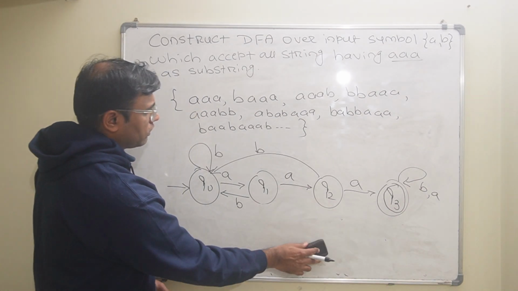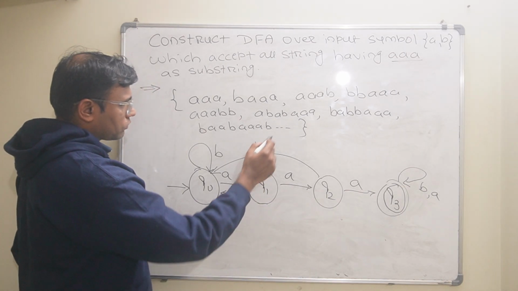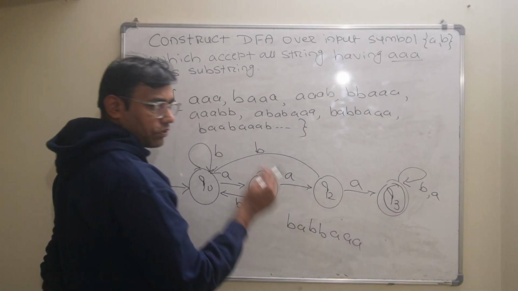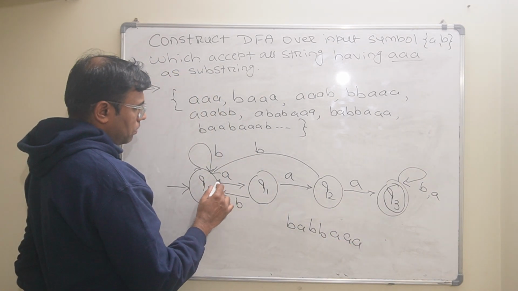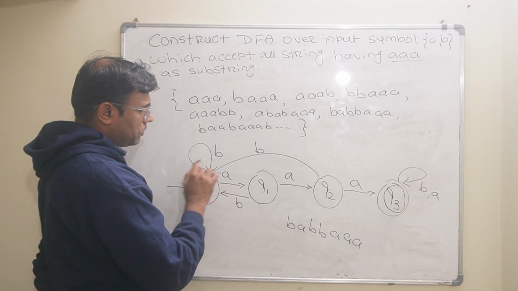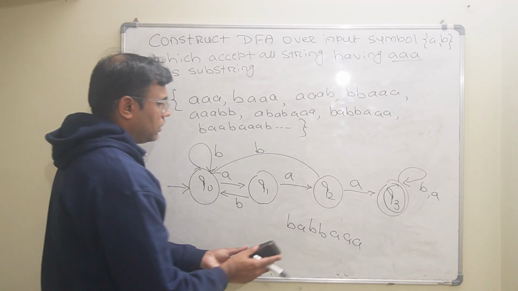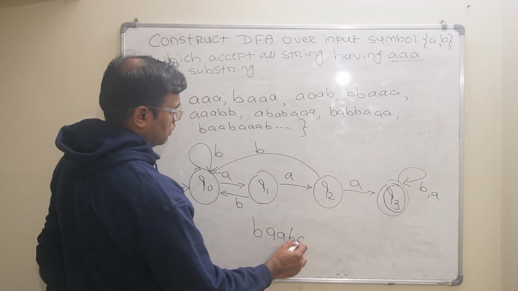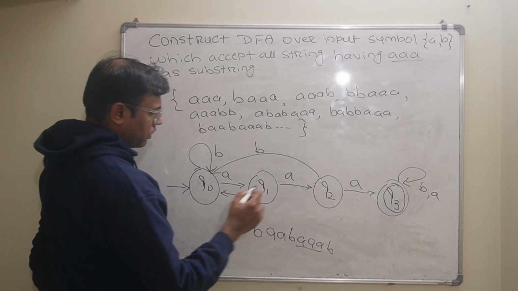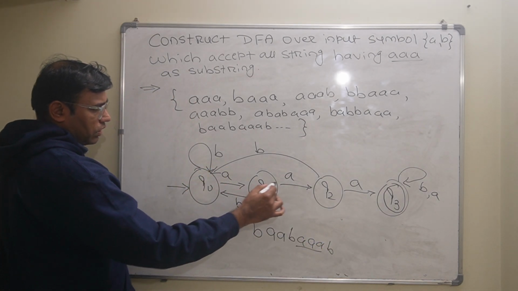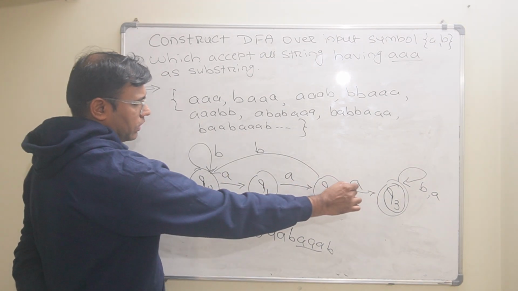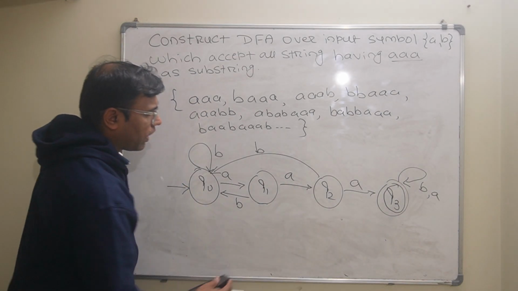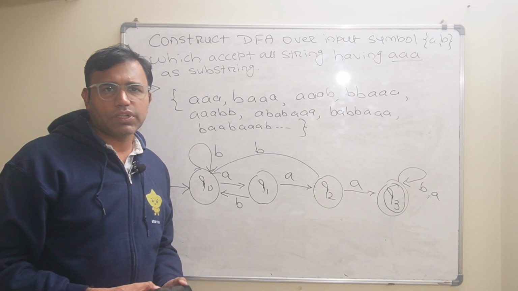Now if we discuss any other possibility here, so BABBAAA, let us see whether it is accepted or not accepted. B, then A, then BB, AAA, it reaches the final state. Then the last is BAABAAAB. So B, then A, then B, then AAA, and then B. So it reaches the final state and the string is accepted. So this is the final DFA which accepts AAA as a substring.